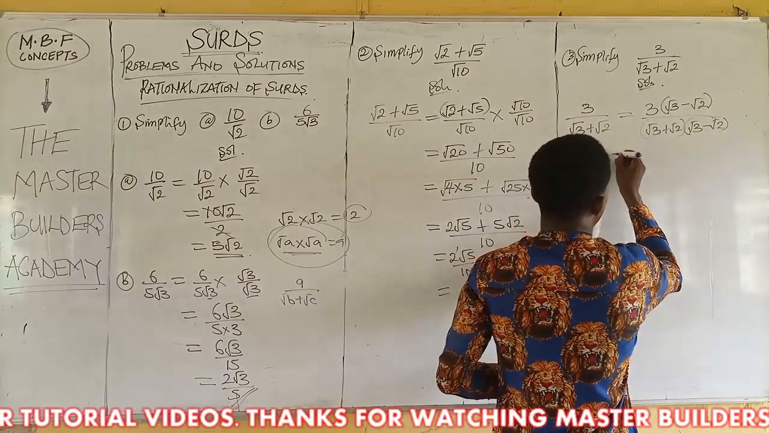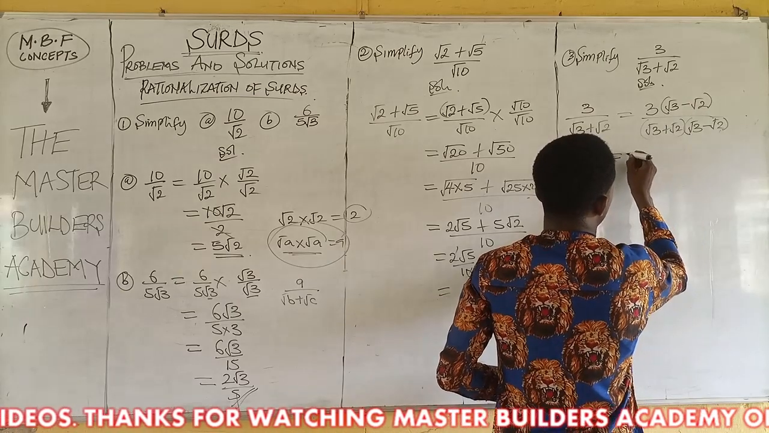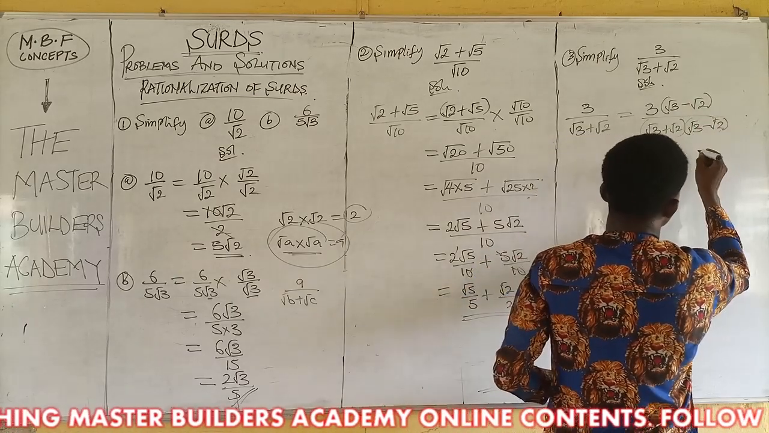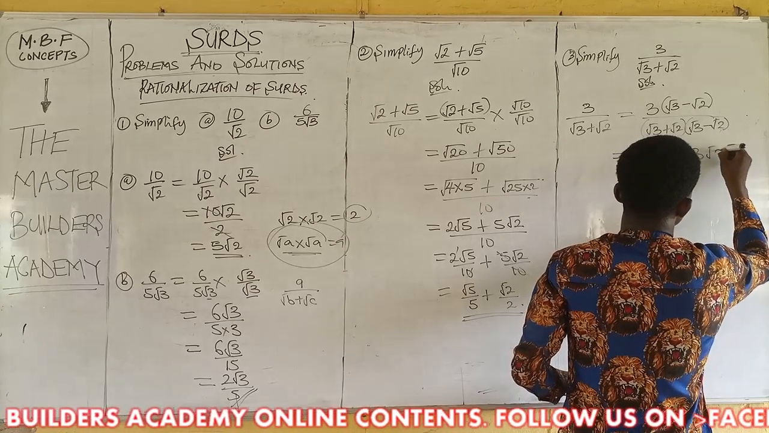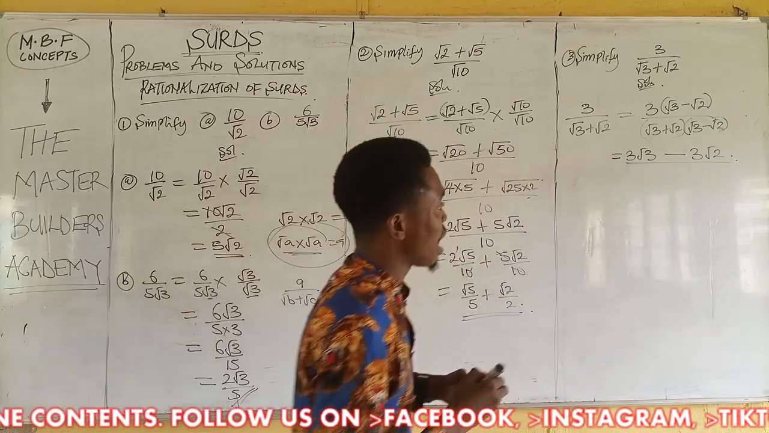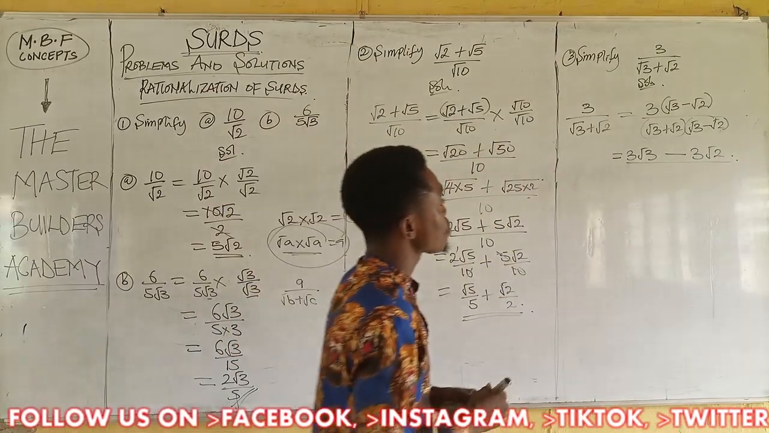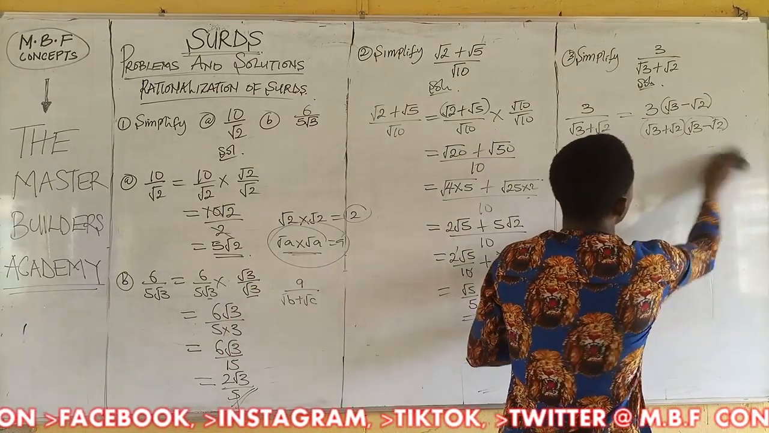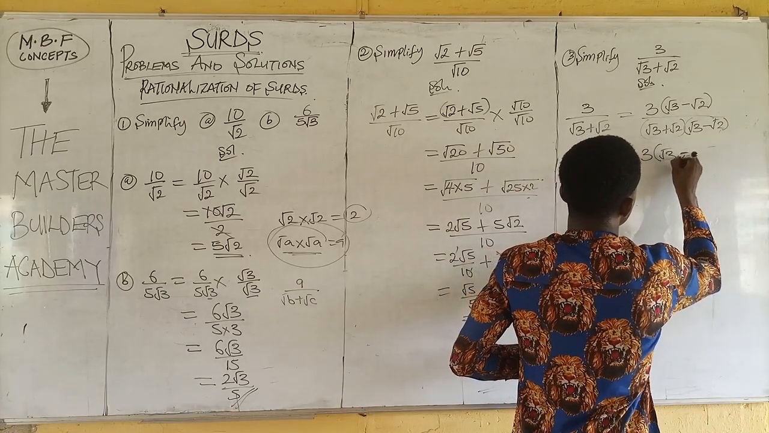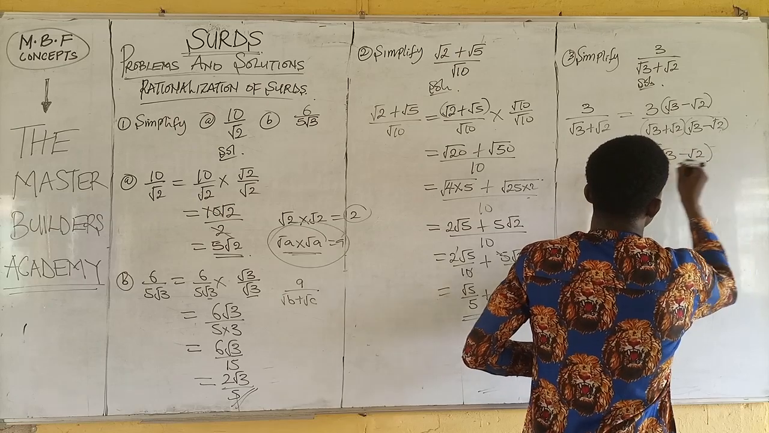Now, how do we multiply out? 3 times root 3, we are going to have 3 root 3. Then minus 3 times root 2, we are going to have 3 root 2. You can decide to leave this, but let's assume this is what we have. Now, at the denominator, okay, now we are interested at the denominator. This is 3 root 3 minus root 2 all over.